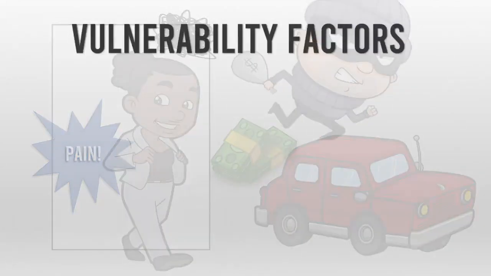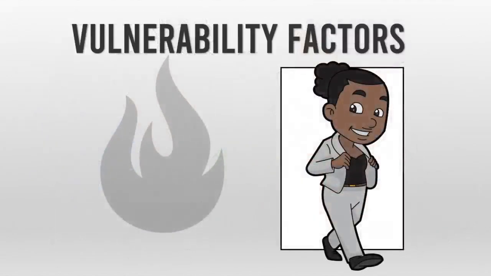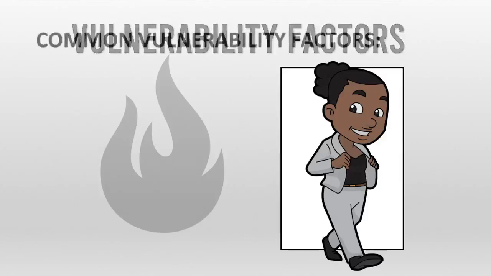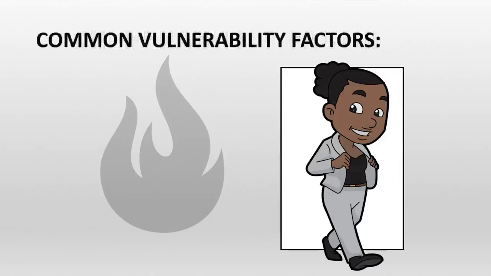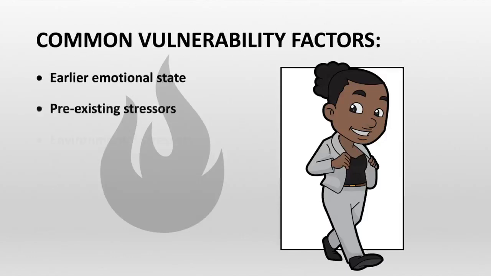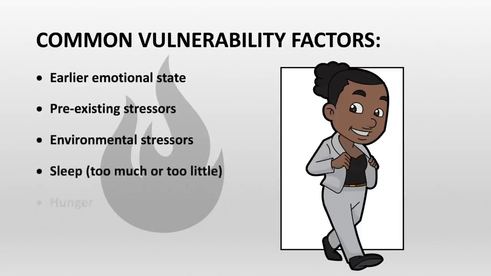These are examples of vulnerability factors. Vulnerability factors are like little fires burning up our emotional reserves, leaving us vulnerable to sudden stress. Common vulnerability factors are our earlier emotional state, pre-existing stressors, environmental stressors, sleep deprivation, hunger, or the use of mood-altering substances like alcohol, marijuana, or illegal drugs.